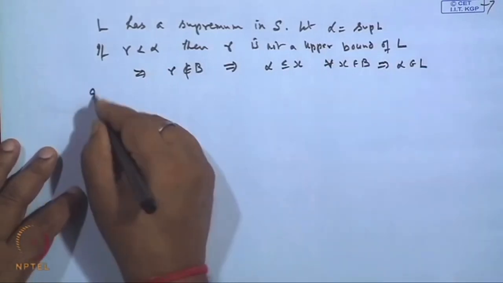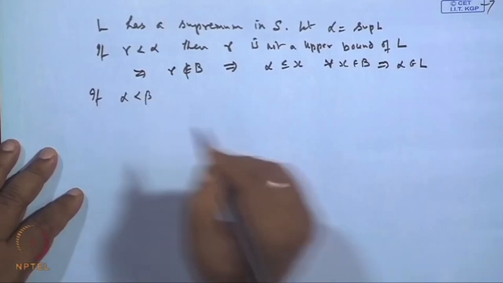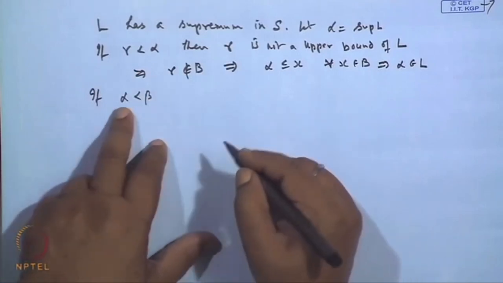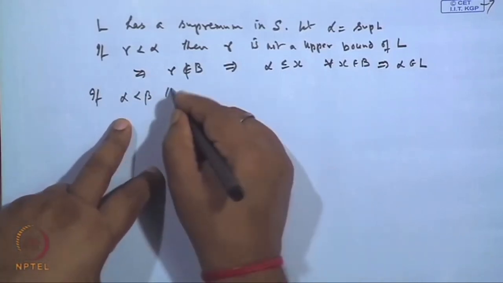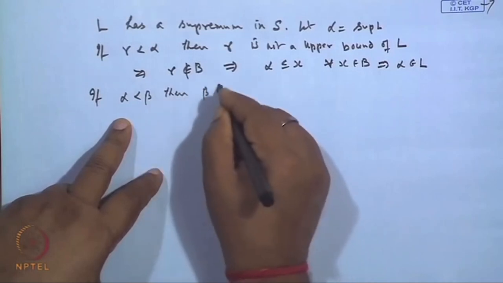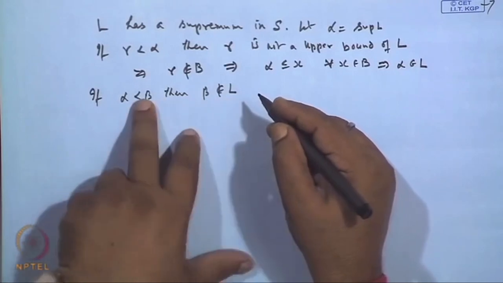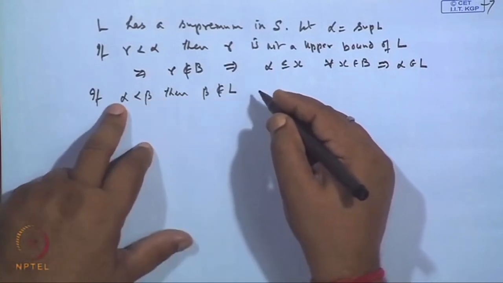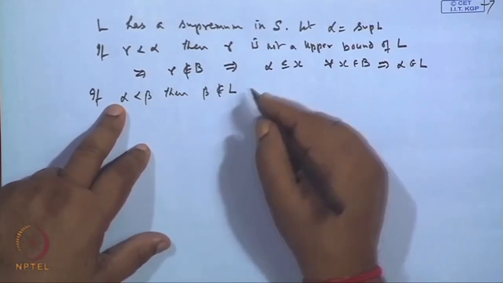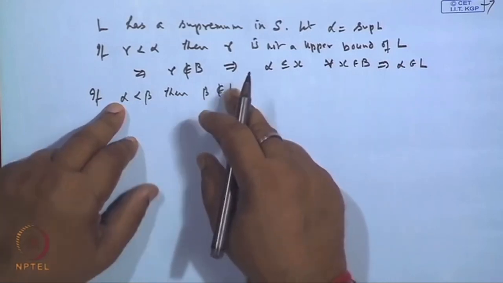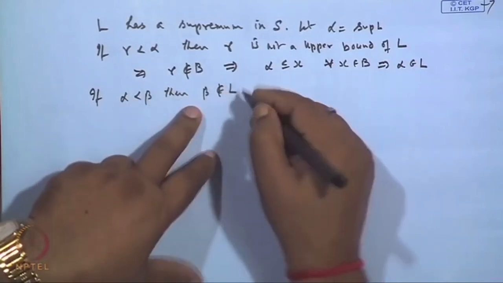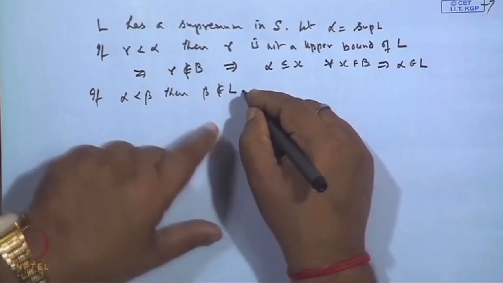Now, if any number beta is greater than alpha, then beta cannot be in L, because alpha is the least upper bound and beta is greater than alpha. So, again it will not be in L. So, once beta is not in L, then what happened?